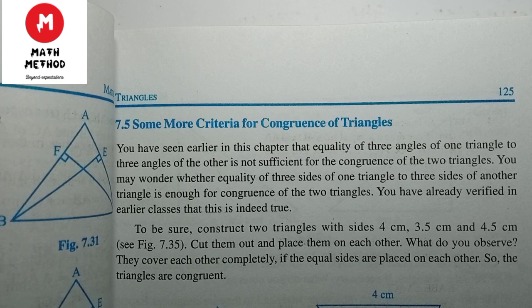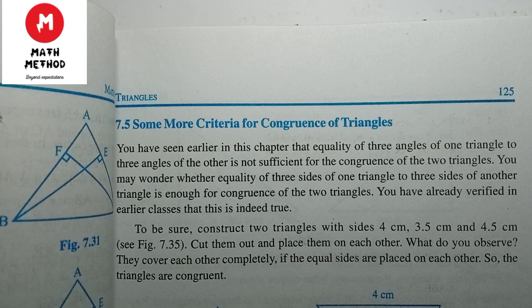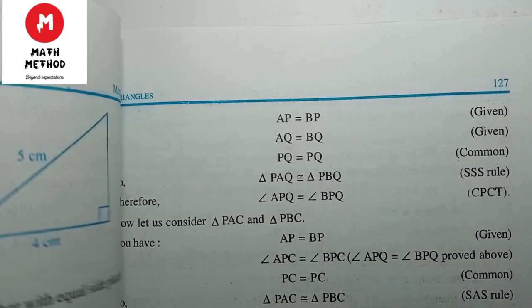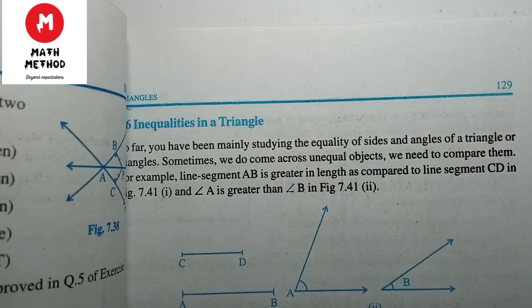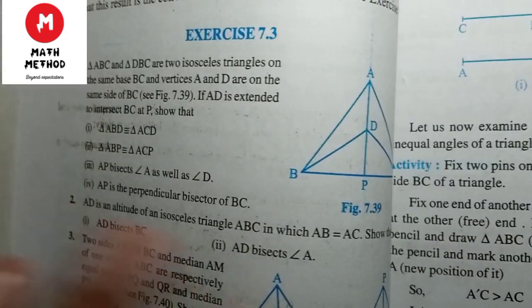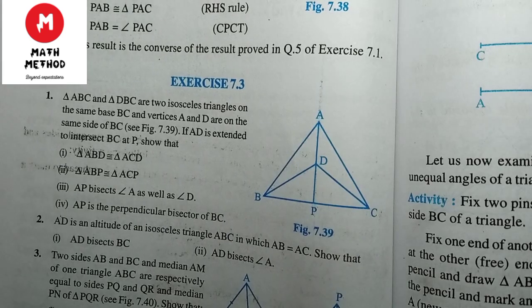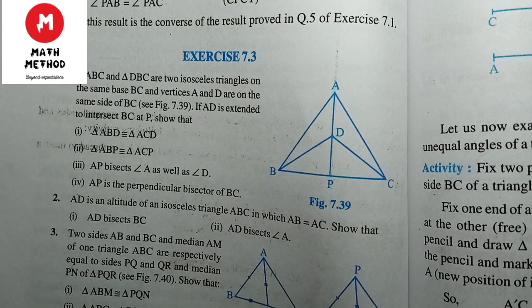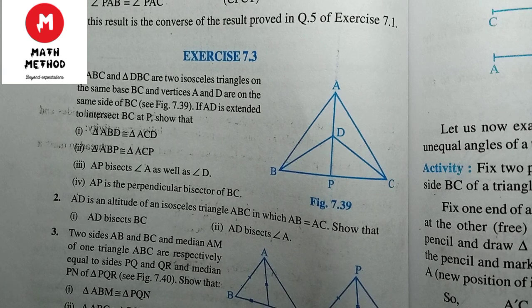Today we will learn about some more criteria of congruence of triangles, including RHS, that is right angle, hypotenuse and one side. Clear? So now let's start with Exercise 7.3. Exercise 7.3 has 5 questions, so we will solve them one by one. Now we start with question number 1.